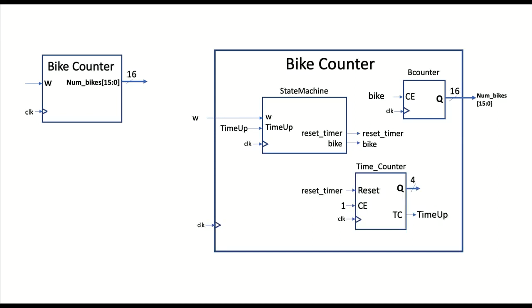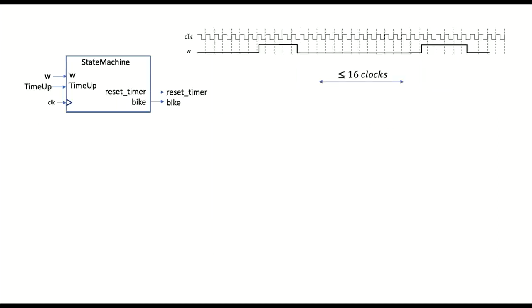All right, so let's look at this now. So our state machine is supposed to detect this pattern, right? It has two inputs, W and time up. Okay, so let's design this state machine. What's the first state?